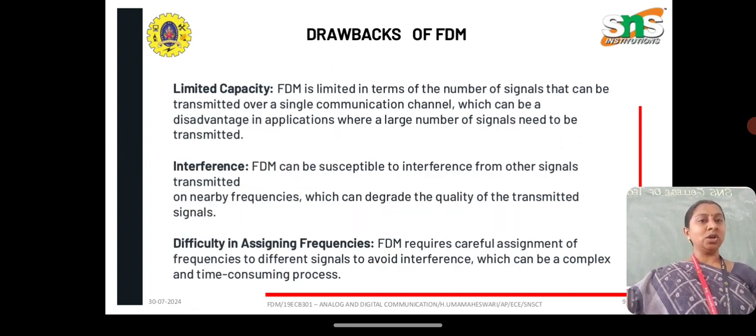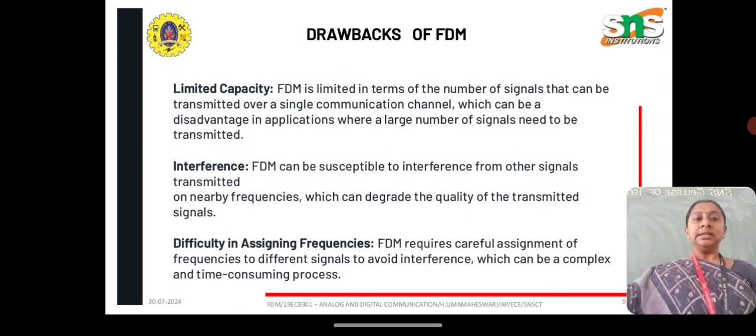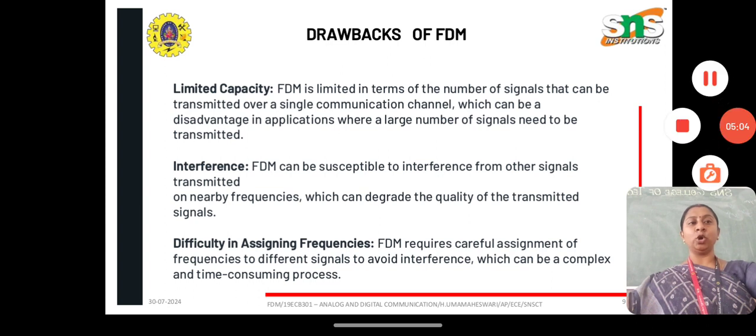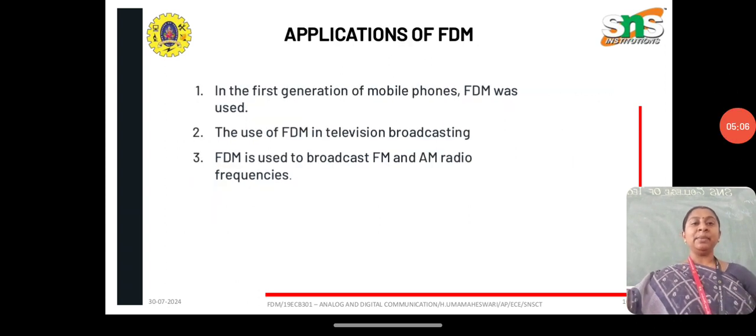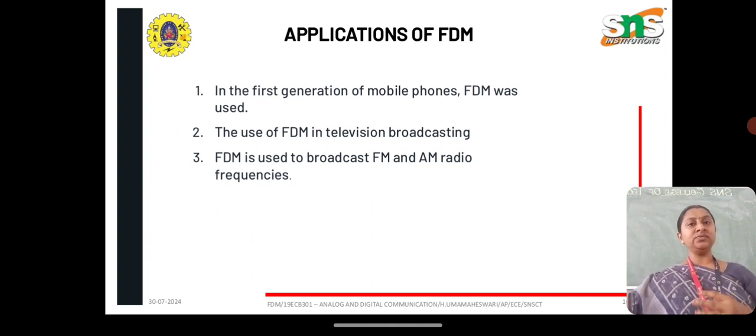The various drawbacks are that it has limited capacity, it also has interference, and it is difficult in assigning frequencies. FDM requires careful assignment of frequencies to different signals in order to avoid interference, which can be a complex and time consuming process. The main applications of FDM are in the first generation of mobile phones, where frequency division multiplexing was used. FDM is also used in television broadcasting signals, and in broadcasting FM and AM radio frequencies.